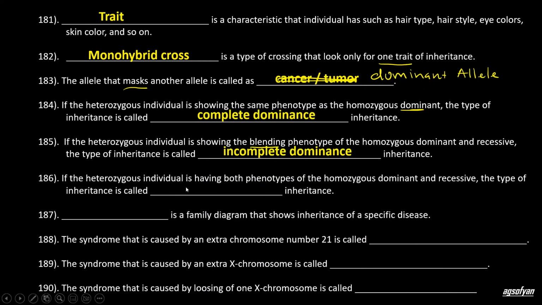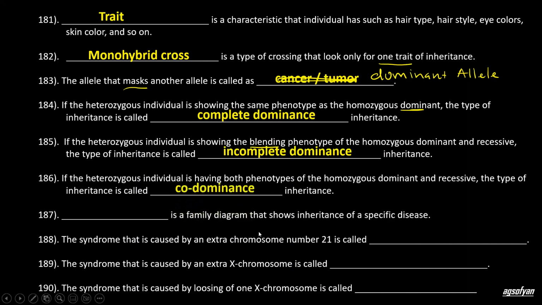If the heterozygous individual is having both phenotypes of the homozygous dominant and recessive, the type of inheritance is called blank inheritance. Okay, for example, if you combine red and white flower, the heterozygous will carry or show both red and white color in the heterozygous individual. So it's called co-dominant, both of them present.